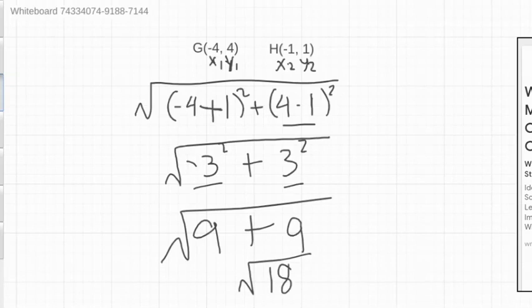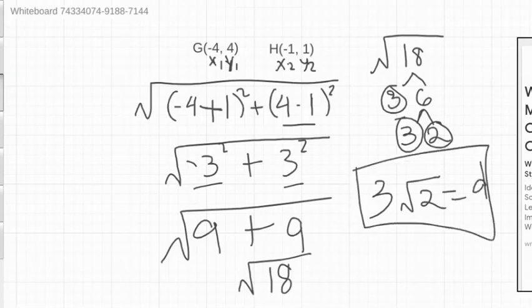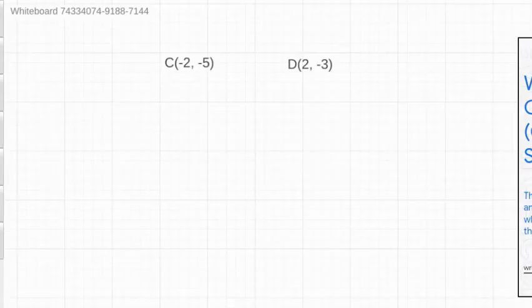Now we're going to do simplest radical form of square root of 18. Square root of 18 can be simplified into 3 times 6. 3 is a prime number, so we can circle that. 6 is not, and 3 and 2 goes into it. 2 and 3 are prime numbers. We can see that there are 2 3's, so we can bring it out to the outside. And our answer is 3 square root 2 units is our distance.